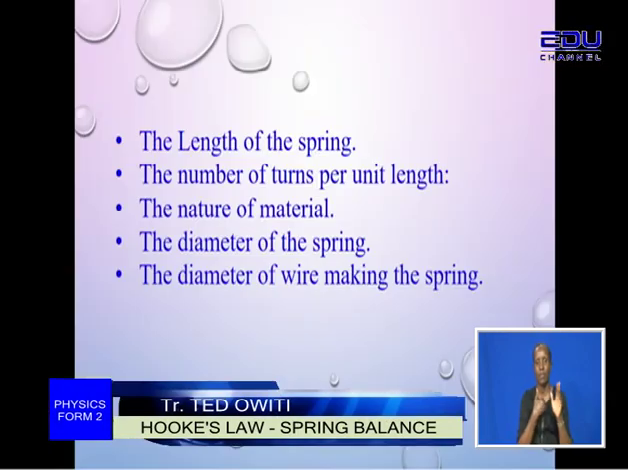The factors are listed: the length of the spring, the number of turns per unit length, the nature of the material, the diameter of the spring, and the diameter of the wire making the spring. So we have at least 5 factors. What do we mean by holding all other factors constant? This means that when we are talking about the length of the spring, all the other factors will be constant. They will not be changing. So the only thing that will be changing is the length of the spring.